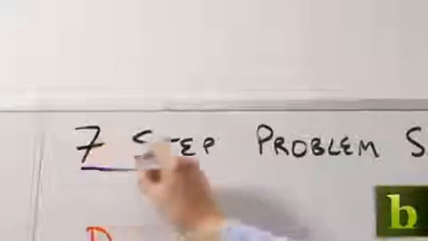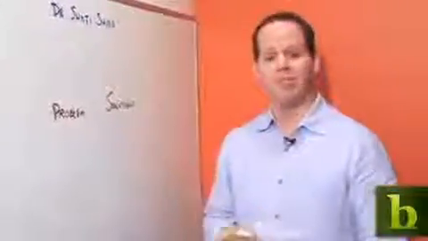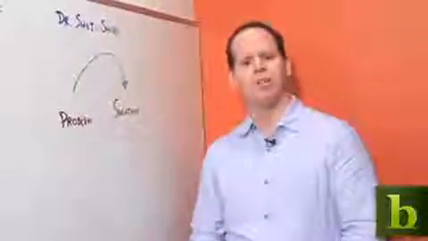I'm going to tell you about 7-step problem solving. When your shoe's untied, what do you do? If you're like me, you bend over and tie it. Simple problem, simple solution. What if the problem's not so simple?